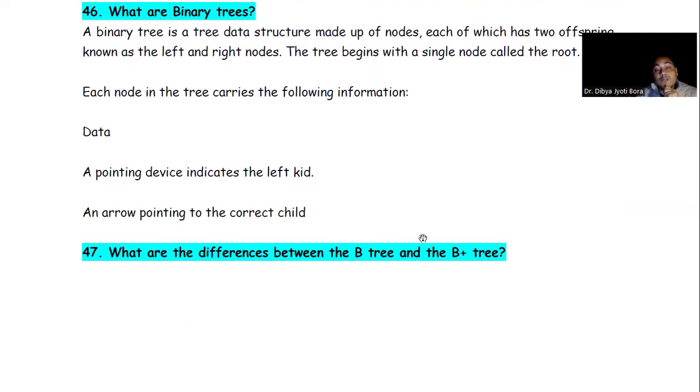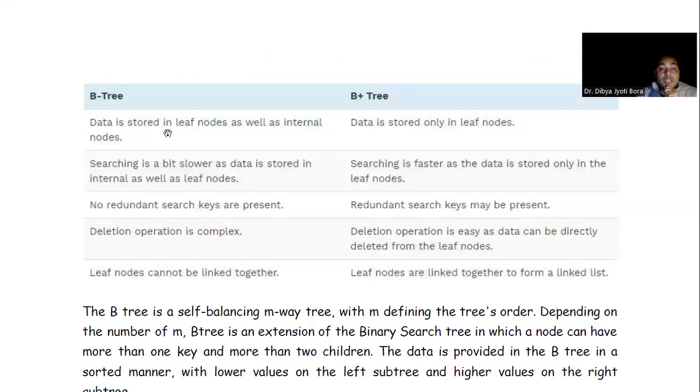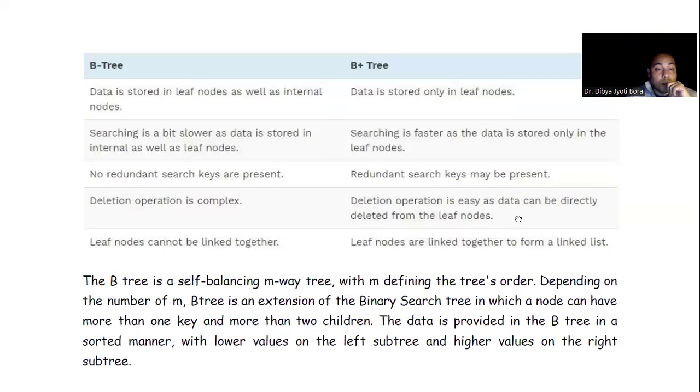Then what are the differences between B tree and B plus tree? Data is stored in the leaf nodes as well as internal nodes in case of B tree. But if it is stored only in the leaf nodes, then that becomes B plus tree. So in case of B tree, we store the data both in the leaf nodes as well as the internal nodes. But in case of B plus tree, we store data in leaf nodes only.